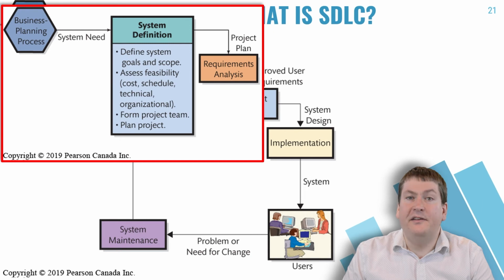An additional task in this phase is the feasibility assessment. This is where an organization ensures that the proposed system is feasible in terms of cost and time, as well as that it's technically possible for the organization to create. The result of all these tasks is a formal project plan.